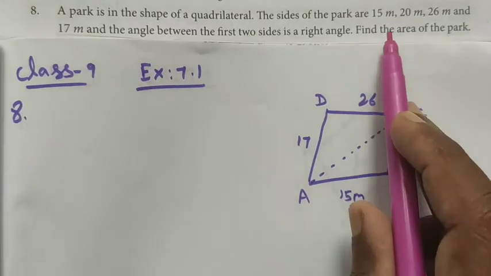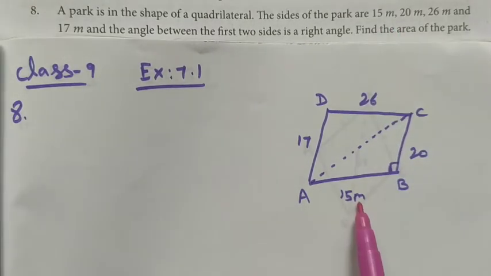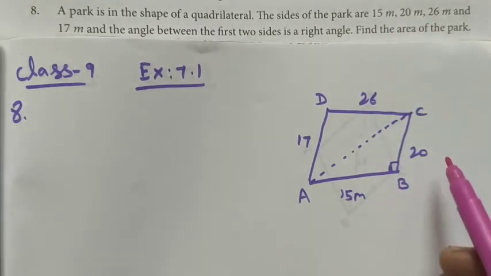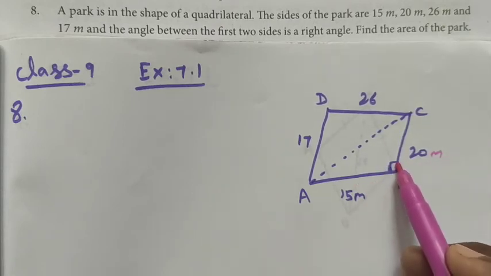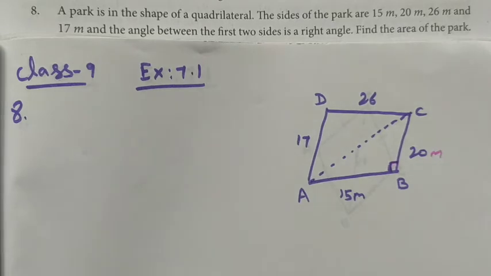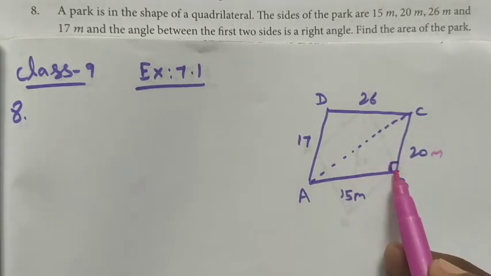See, first is 15 meter, here is 15 meter, second one is 20 meter. This is 20 meter, right? So the first two sides have the right angle, right? Find the area of this park.